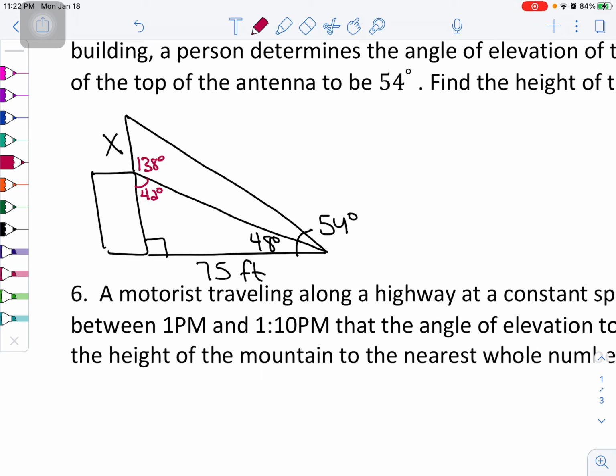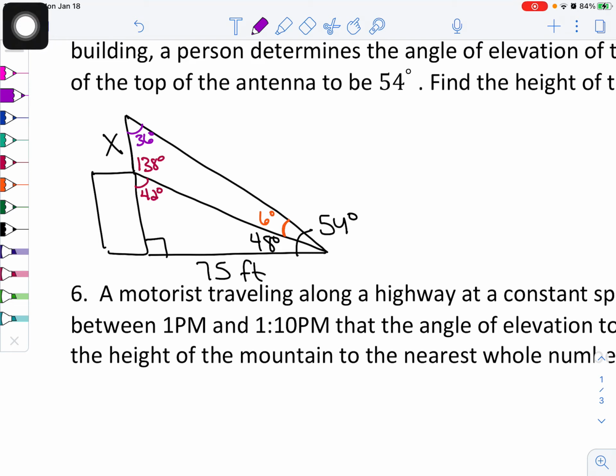This angle, the little one right here, and I'm going to mark it in orange, is going to be the difference between these two angles of elevation. Difference, remember, just means to subtract. So 6 degrees there. If this angle is 6, this angle is 138. So let's do a little subtraction. And so this angle up top here is going to be 36 degrees. So I filled in all my angles.